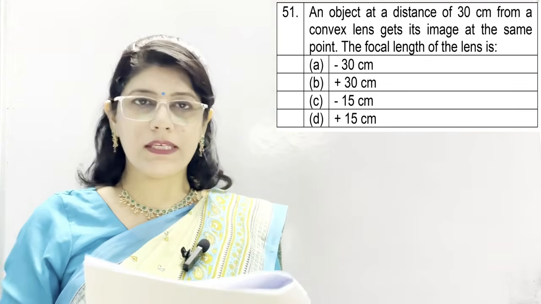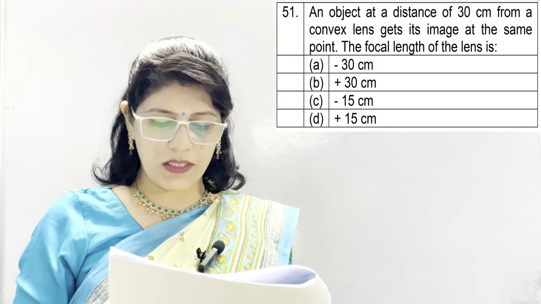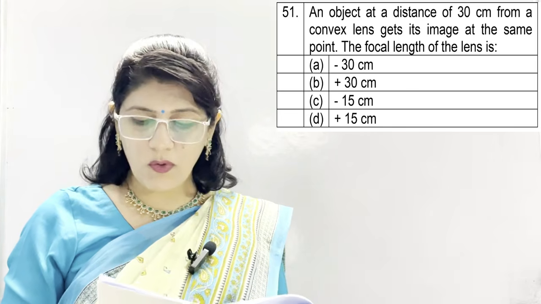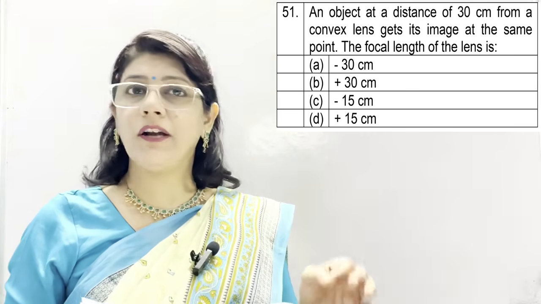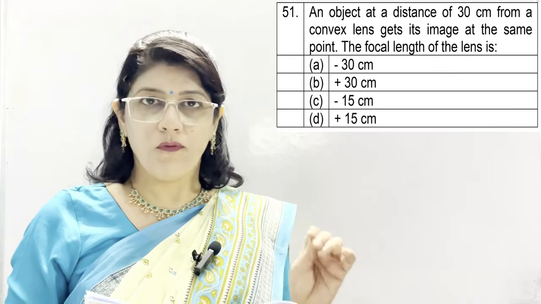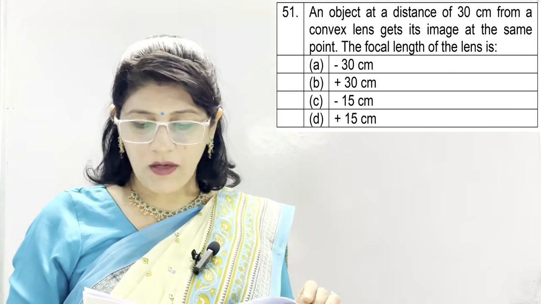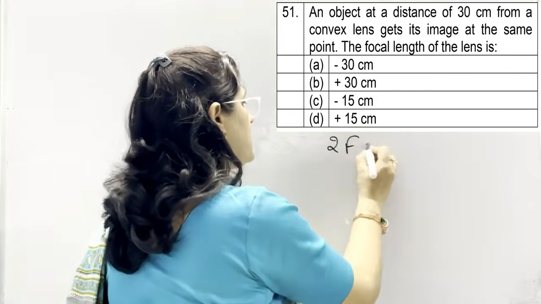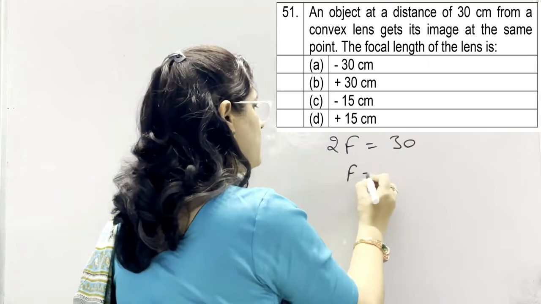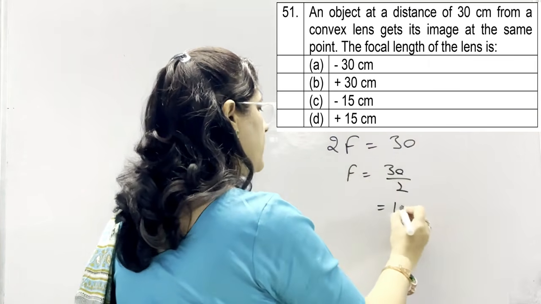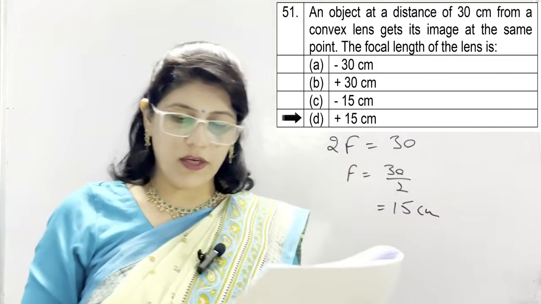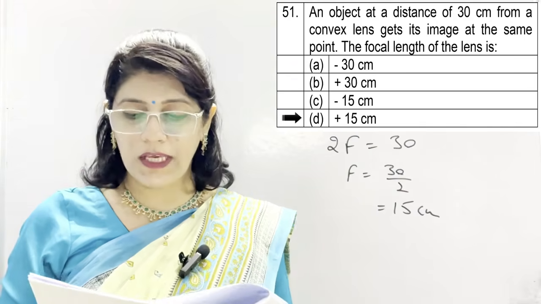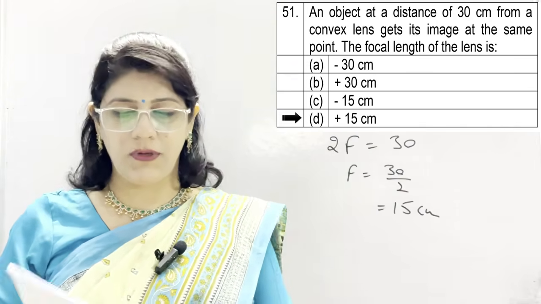The focal length of the lens is, options given are minus 30 cm, plus 30, minus 15 and plus 15 cm. Now we know when the object is placed at 2f, only then the image will be formed at 2f. It means here the image is forming at 2f. So focal length of the lens: 2f is equal to 30. So it means focal length is equal to 30 upon 2. It means 15 centimeter. It is a convex lens, so focal length is positive. So correct option is option number D, which is plus 15 centimeter.